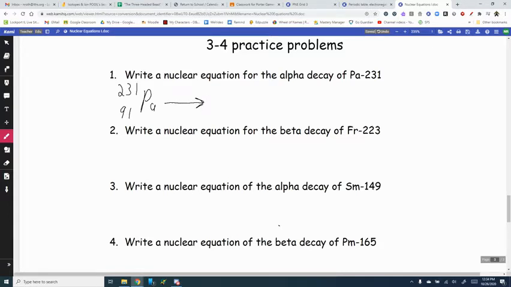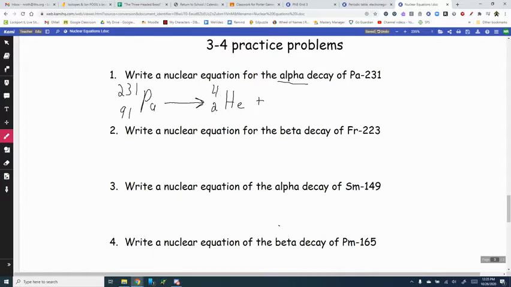products. Now, since this is alpha decay, one of the products for alpha decay is always going to be 4, 2 helium. So mass number of 4, atomic number of 2, helium. That will always be one of the products of alpha decay. Okay. The other one is going to be what's left of the Pa when the alpha particle splits off of it.